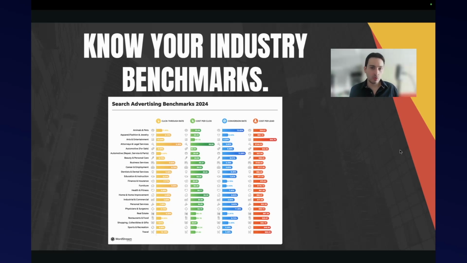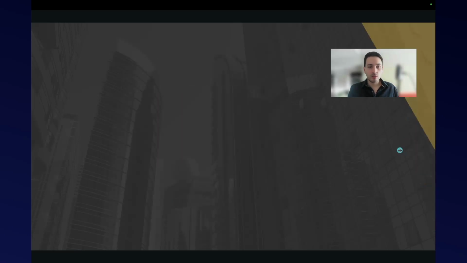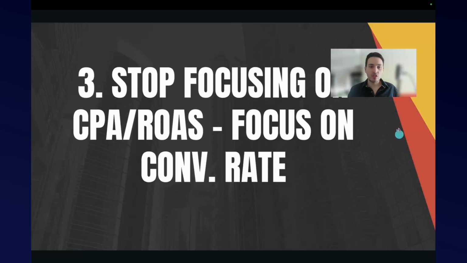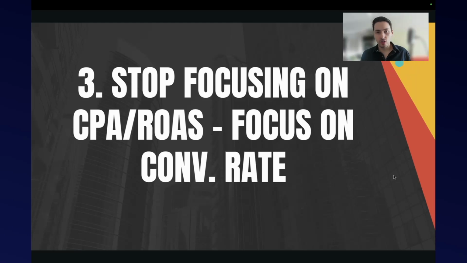So maybe the issue is with the form. Maybe the issue is with the website. The issue is the offer. The issue is there are not enough before-after photos. That's where you have to decide, how do we improve the conversion rate, get more of the clicks that we're already driving to the website using Google Ads to actually convert. So that's going to be the third tip, which is to stop focusing on the CPA or ROAS and focus on the conversion rate. That's one that is more of a change in mentality, like I said, a change in thought process.